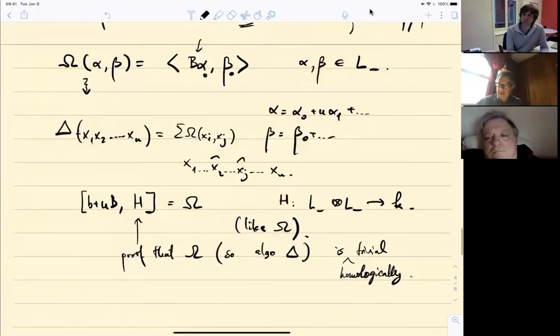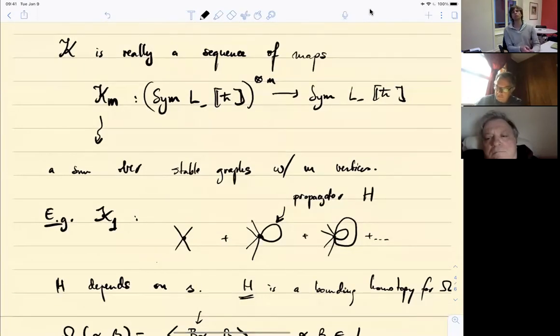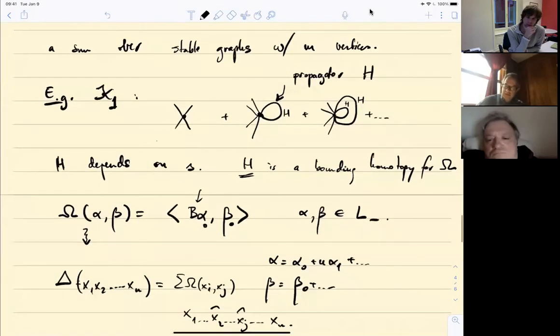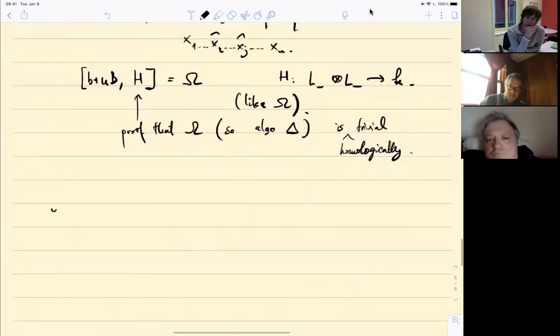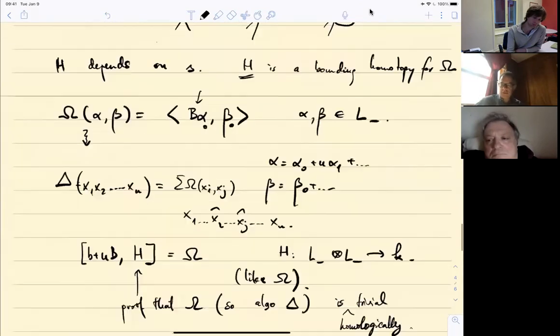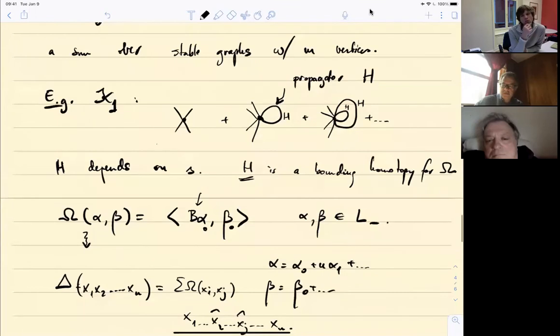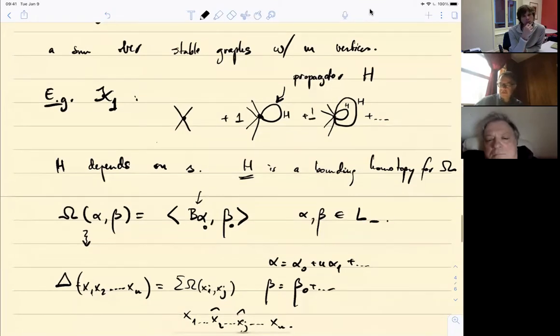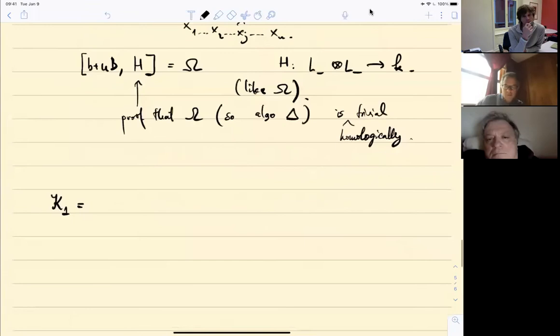Okay, so now, what I do is every time I see a full edge of the graph, I'm gonna put this operator H on it. So the map K1, now you can see what this is. I'm going to just tell you there are some coefficients, some weights associated with this graph. This is one, this is one half, and so on. So K1 turns out to be exp of H.